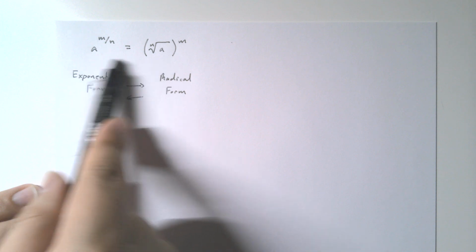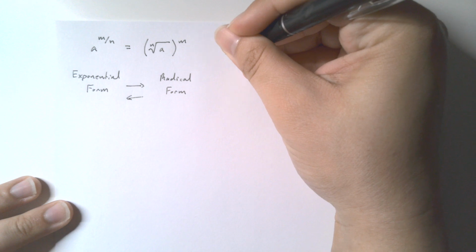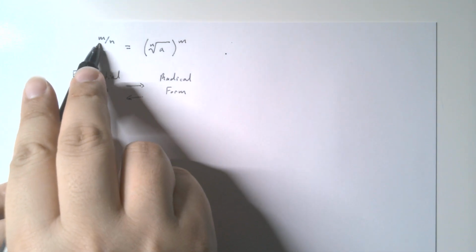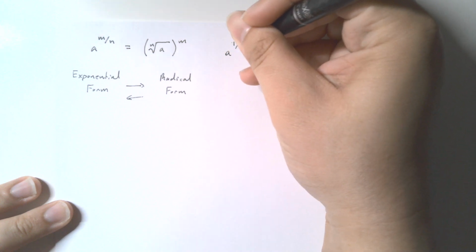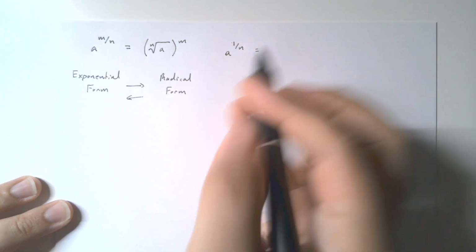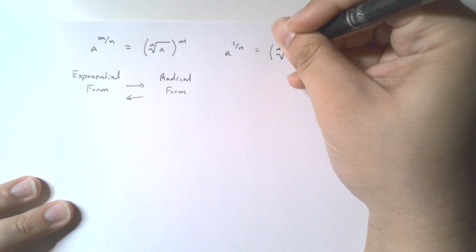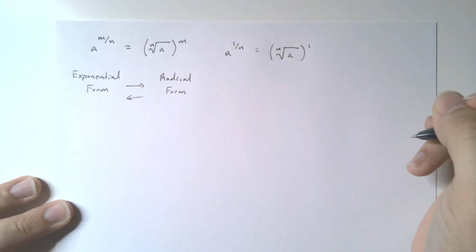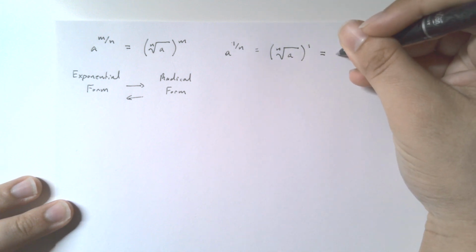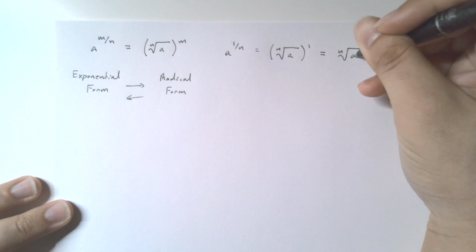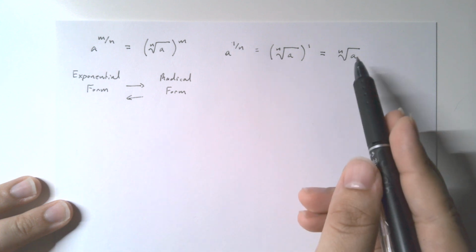So with this property, there's actually a few special cases. We have another property that when m is 1, so if we let m be equal to 1, we have a to the power of 1 over n. And using this property, we get the nth root of a to the power of 1. But anything to the power of 1 is itself. So in this special case, we actually have just the nth root of a. So if we ever have a to the power of 1 over n, it's just the nth root of a.